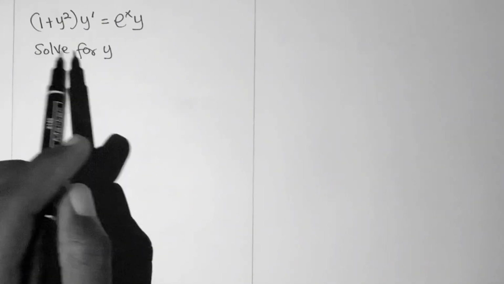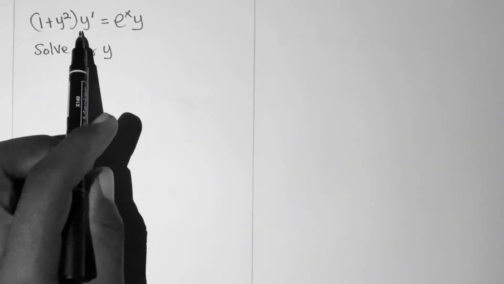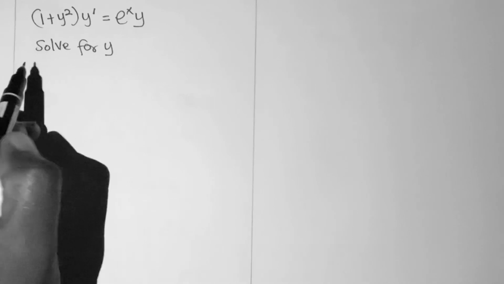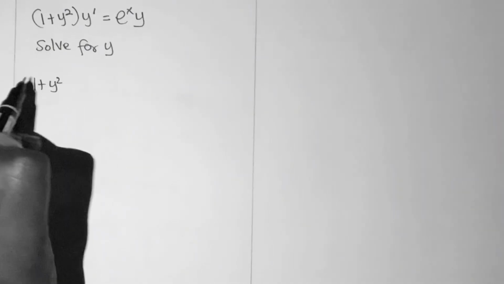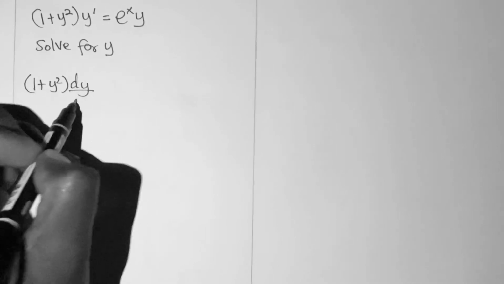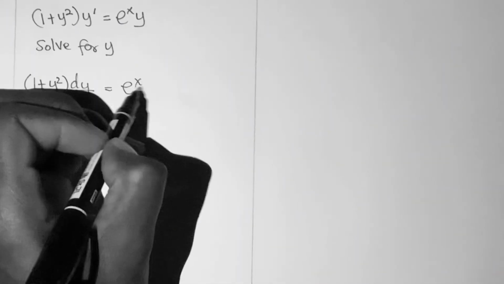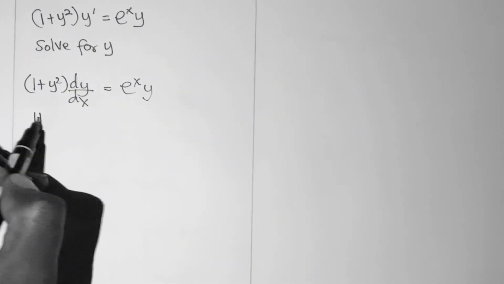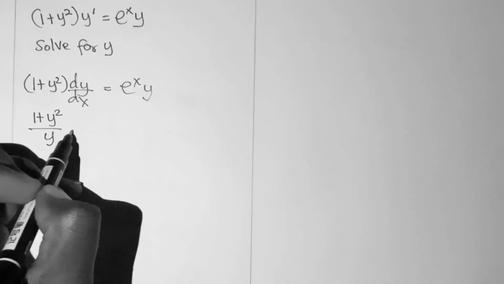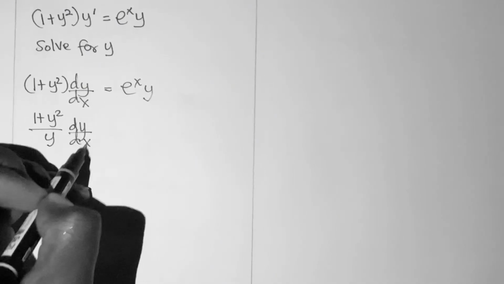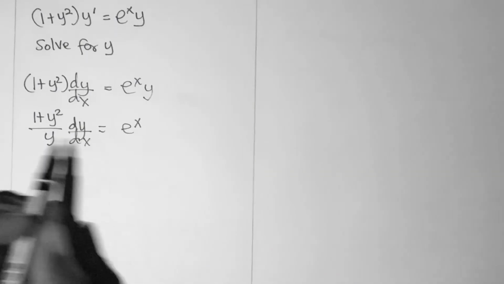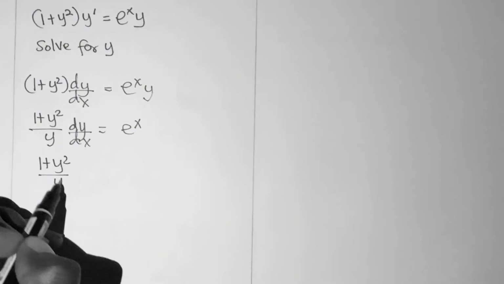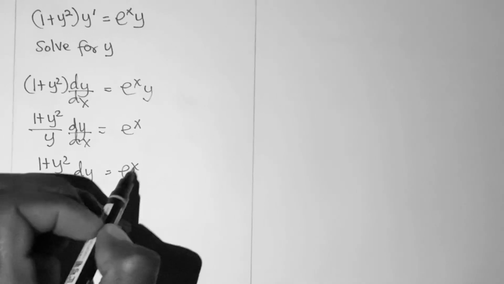We are supposed to solve for y, which is (1 plus y squared) times y prime equals e to the power xy. So what we can do is, let's rewrite this as (1 plus y squared) times y prime, which is the same as dy/dx, equals e to the power xy. Then now we can divide through by y. So this becomes (1 plus y squared) divided by y, dy/dx equals e to the power x. So let's multiply through by dx. So this becomes (1 plus y squared) divided by y dy equals e to the power x dx.